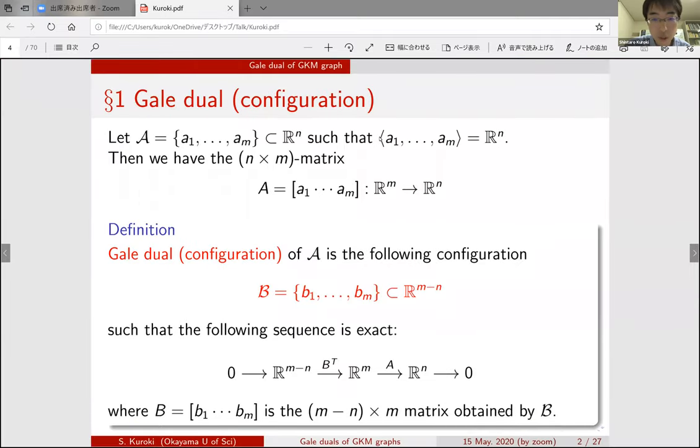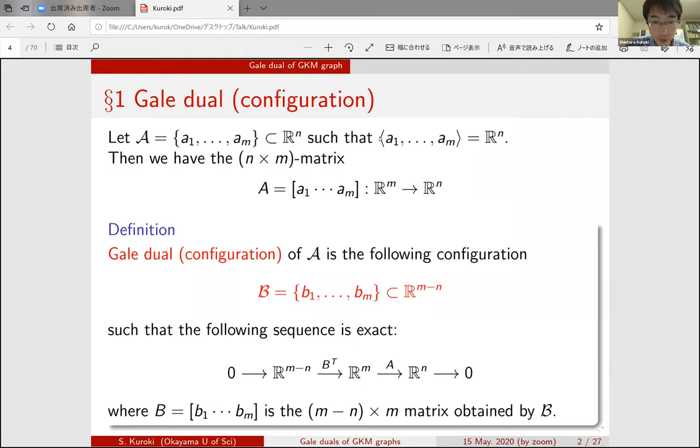Then the Gale dual is defined in the following way. We often denote it by B. The Gale dual configuration of A is the following configuration, denoted by B. And B is M vectors, which sits inside R^(M minus N). And this satisfies the following exact sequence. The composition of A and B transpose becomes zero. And A is a surjective map. And B transpose is an injective map.